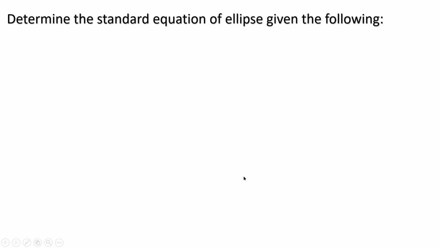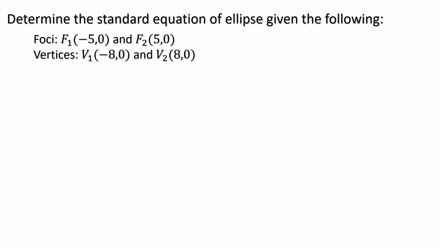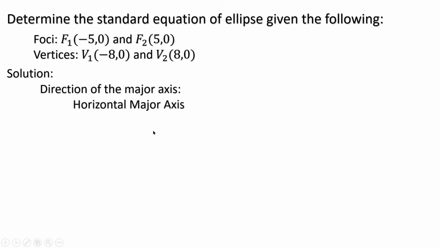Next, we have to determine the standard equation of the ellipse given the following: the foci and the vertices. For the solution, first, get the direction of the major axis. For this case, we have a horizontal major axis. Why horizontal? Because our y component is constant and our x component is changing. So we have a horizontal major axis.